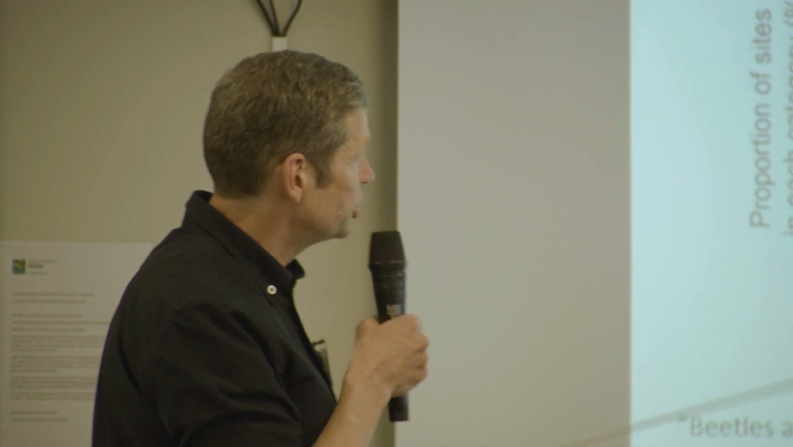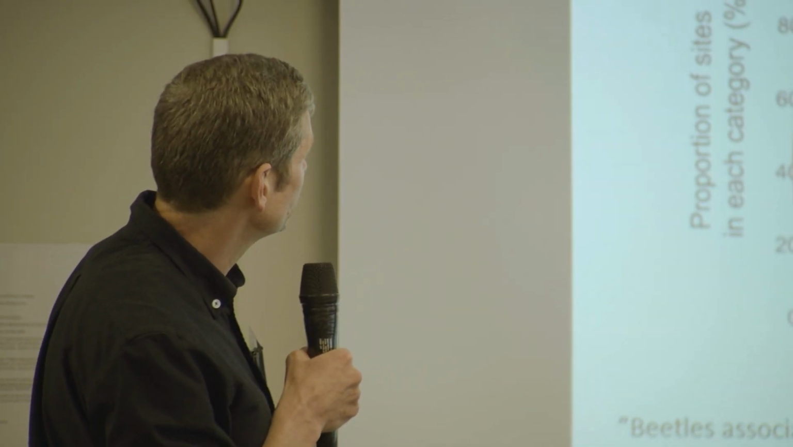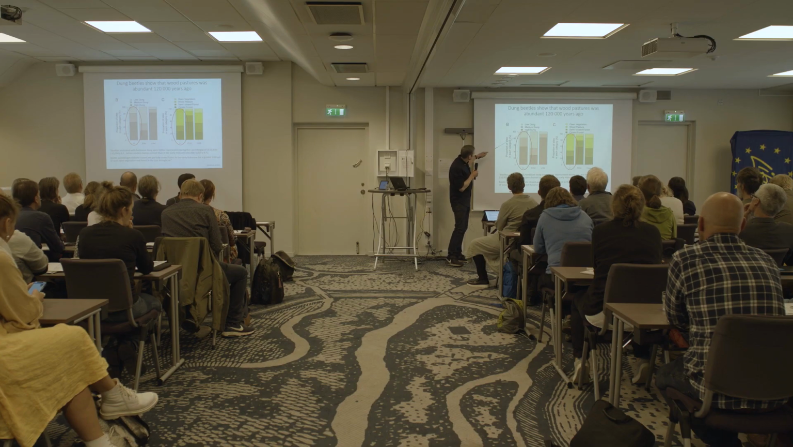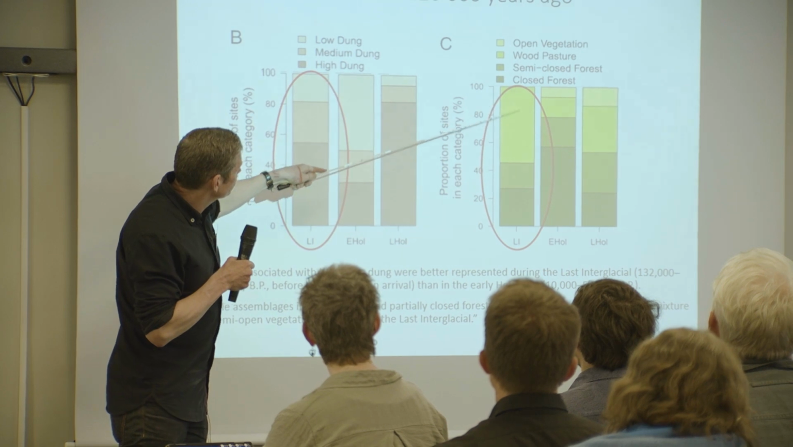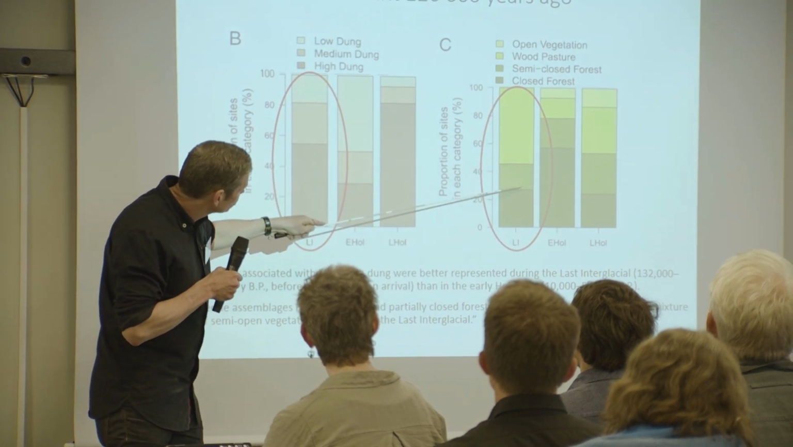and looking at the last interglacial before humans arrived in Europe, we have quite a lot of high dung, as they called it here. That's a high diversity of dung beetles connected to open areas. And that corresponds to wood pasture, semi-closed forest, and we have also some closed forest.